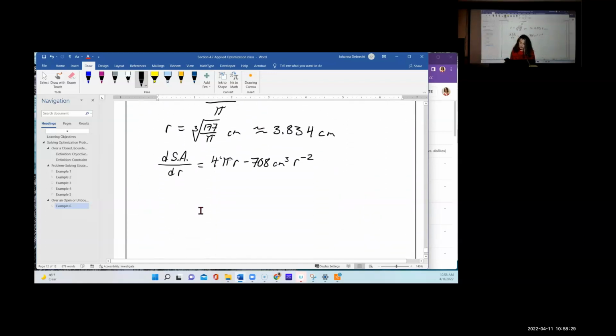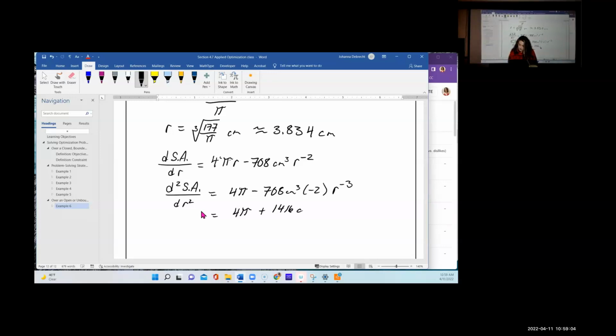Okay, so now we want to take the second derivative to use the second derivative test, which with respect to R again would give me 4 pi minus 708 centimeters cubed times a negative 2 times R to the negative 3. So I can think of this as 4 pi. And then if I multiply negative 708 by negative 2, I get 1416, and it's positive. 1416 centimeters cubed over R cubed.